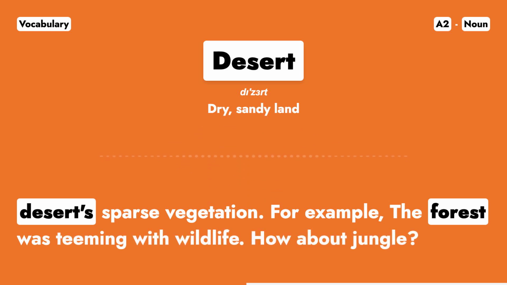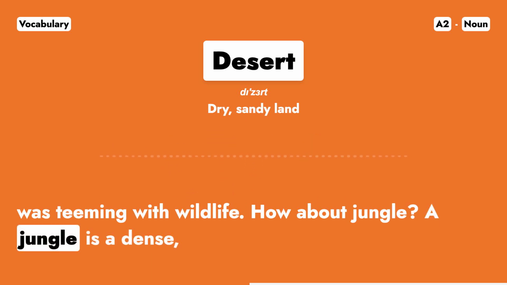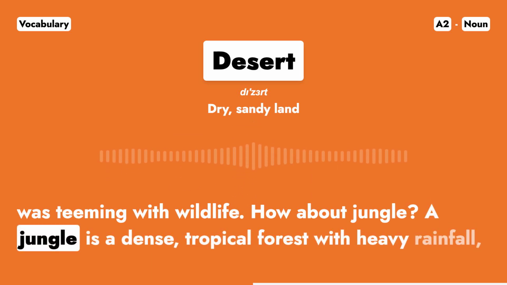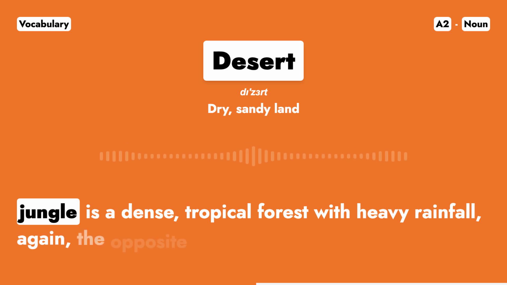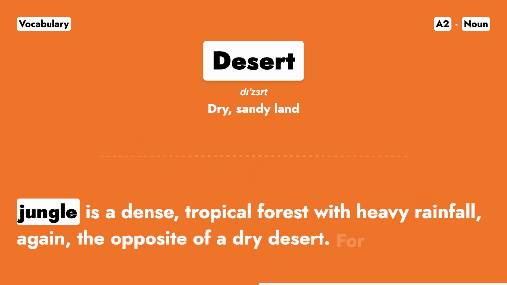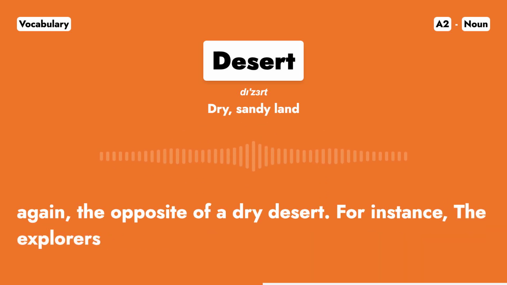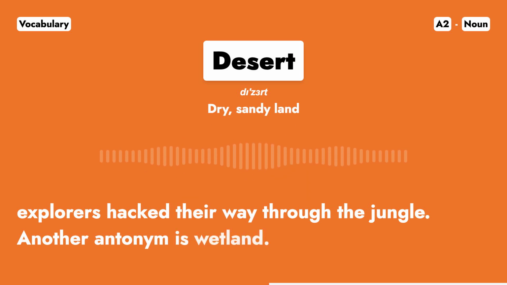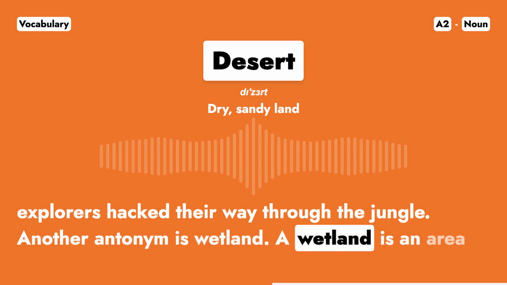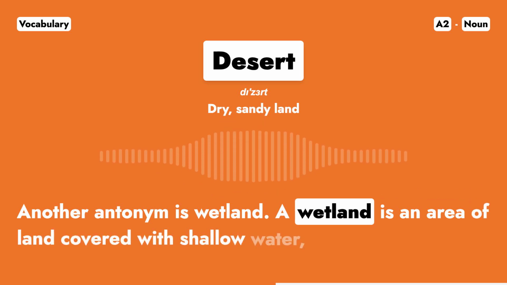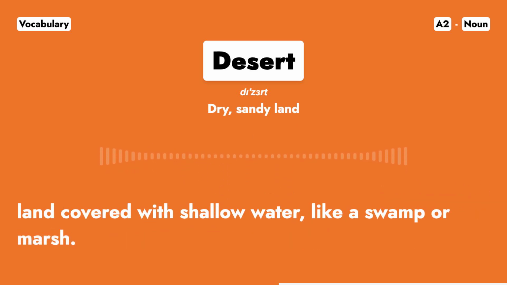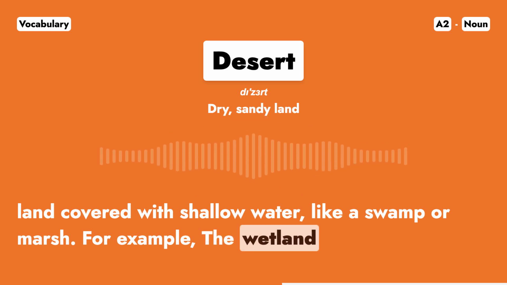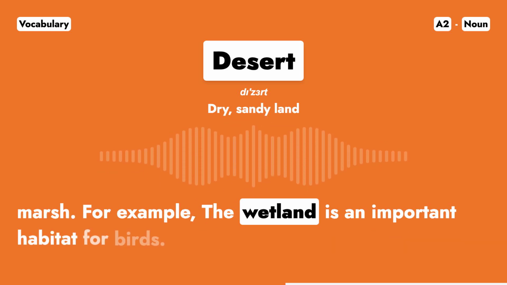How about jungle? A jungle is a dense, tropical forest with heavy rainfall, again, the opposite of a dry desert. For instance, the explorers hacked their way through the jungle. Another antonym is wetland. A wetland is an area of land covered with shallow water, like a swamp or marsh. For example, the wetland is an important habitat for birds.